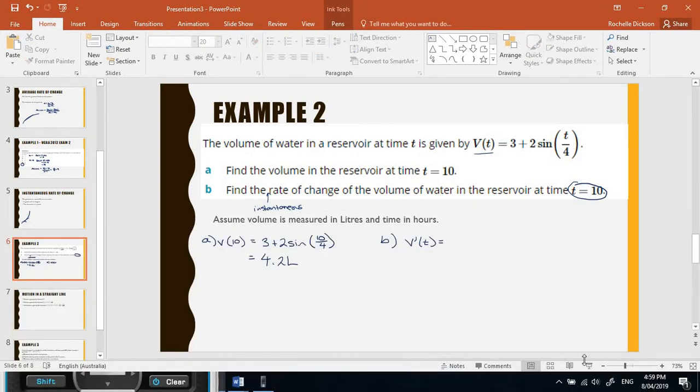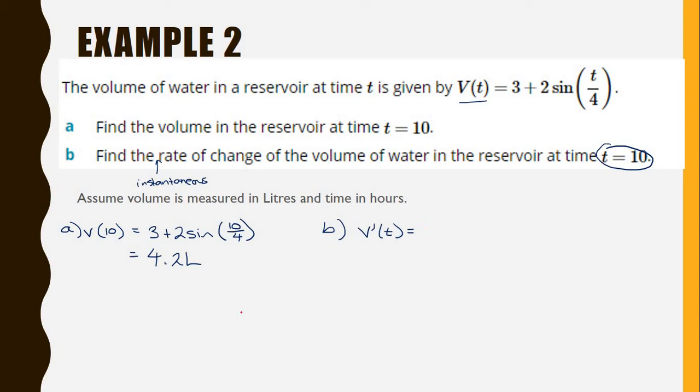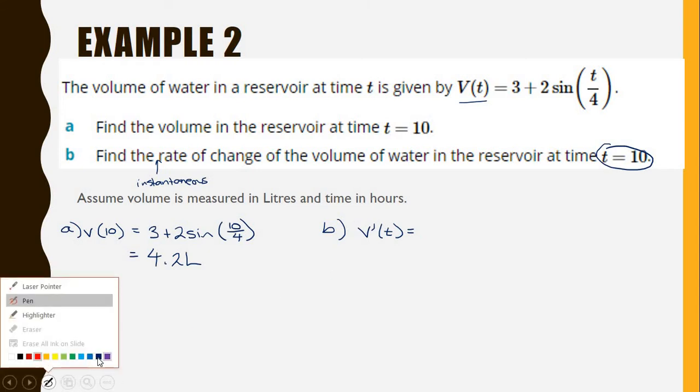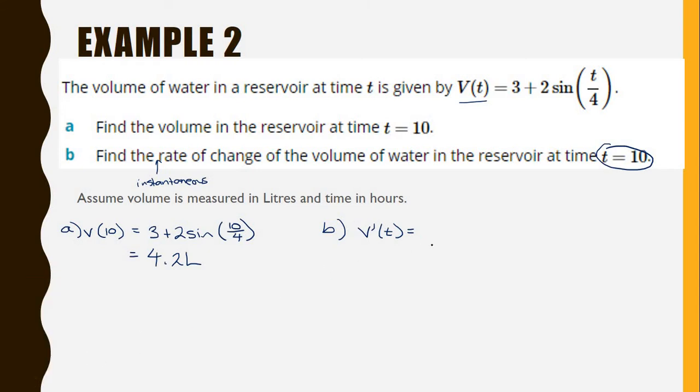Let's close that. Okay, let's pop back in here. We've got our derivative here, v dash t. So we know that we worked out that it on our calculator was equal to half cos of t over 4. And when we substituted in v dash 10, we ended up with negative 0.4.